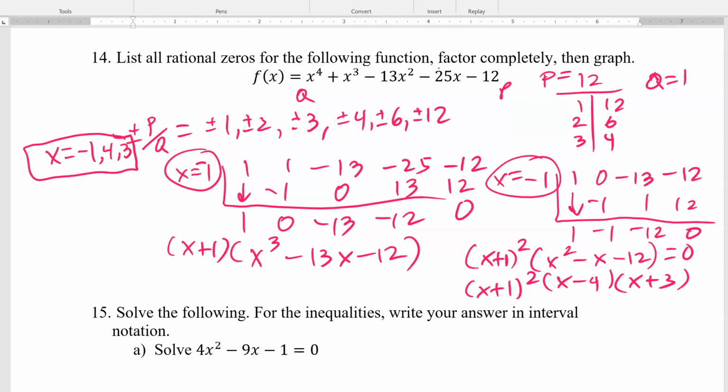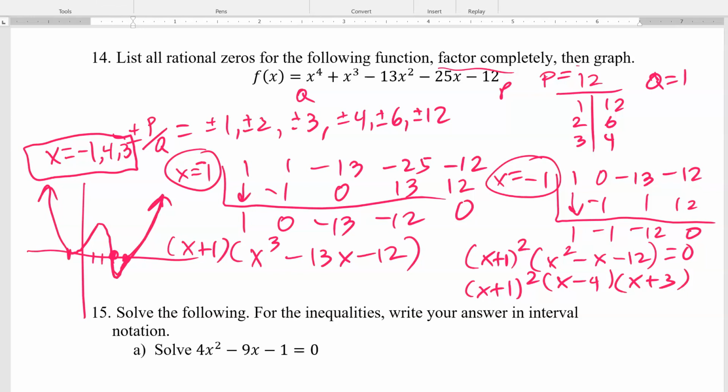We found the zeros, we factored it, now graph it. It crosses at negative 1, 4, and 3. Even function, positive, starts by going up, ends by going up. At the negative 1, it is a double solution, a double root, or a multiplicity of 2, which means it bounces off there. The other two have a multiplicity of 1, so it just goes through them.